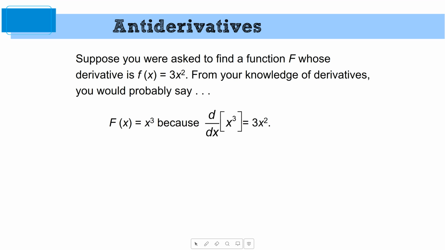Okay? So we've got some notation there. When I take the derivative of x cubed, I get 3x squared. You know that already, so we changed the notation to make capital F of x being that x cubed. It's that starting function, going backwards. And that's called an antiderivative.